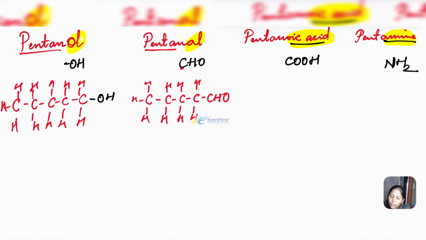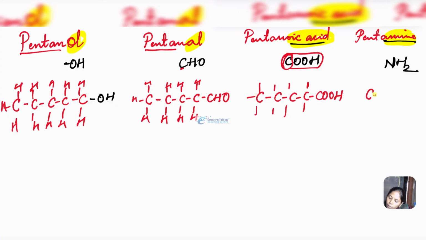Then pentanoic acid. In pentanoic acid also, in COOH 1 carbon is already there. So including that you should write 5 carbons. Write 5 carbons like this, and at the end there should be COOH. This is how you can write the structure of pentanoic acid. If they ask you to write pentanamine, pent means 5 carbon and amine means NH2. Like this you should write the pentanamine structure.